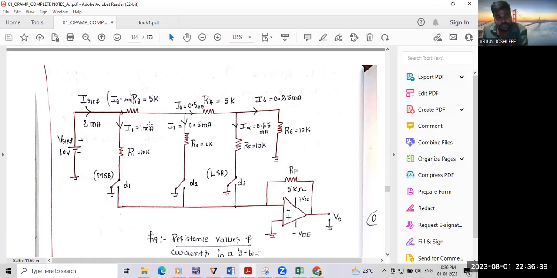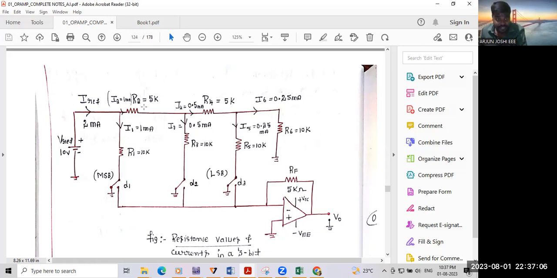Otherwise you can apply Ohm's law. What is Ohm's law? I is equal to V by R. Here you need to consider 10 kilo, not 5 kilo. Why? Because of the series-parallel combination of resistances. Here 10 into 10 divided by 10 plus 10 is 5, and 5 plus 5 is 10. Here also 10. This is how you need to find the I value.